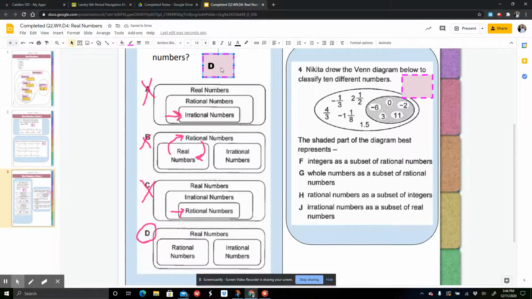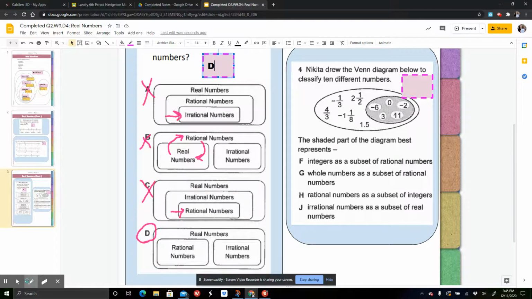Okay, looking at number 4. Number 4 says Nikita drew the Venn diagram below to classify 10 different numbers. The shaded part of the diagram best represents, and then they have their answer choices. If we look at our diagram, she's got 0 inside, she's got 11, she's got -2.